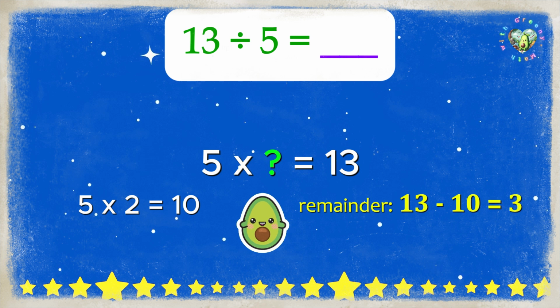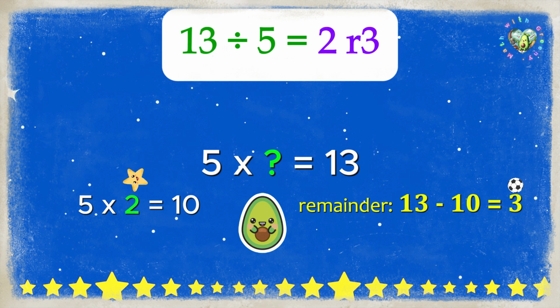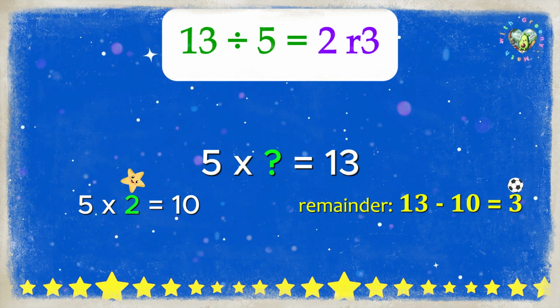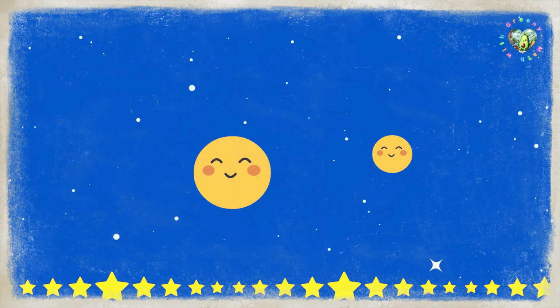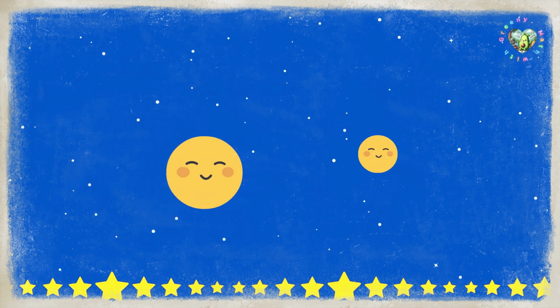Now it's time to write the answer. First, we write how many times 5 fits into 13, which is 2. Then, the remainder is 3. So, 13 divided by 5 equals 2 remainder 3. You're doing great! Let's practice some more.